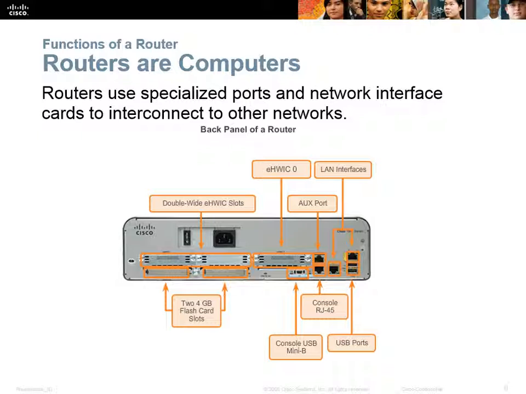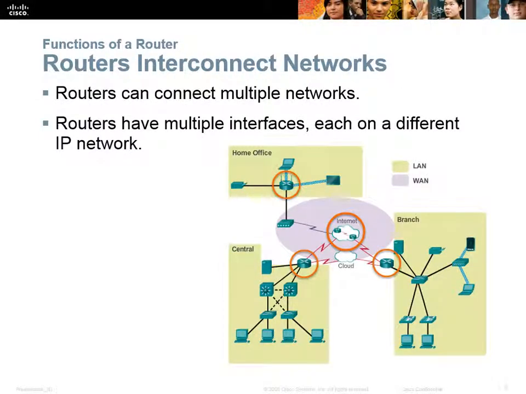All right. Routers, like I said, are computers. They have ports. We have WICs. We have flash cards. We have mini NICs. We've got auxiliary port, console port, USB ports, LAN interfaces. We can have a WIC. All right. But what is the purpose of a router? It interconnects. It's the device that interconnects multiple other networks together.